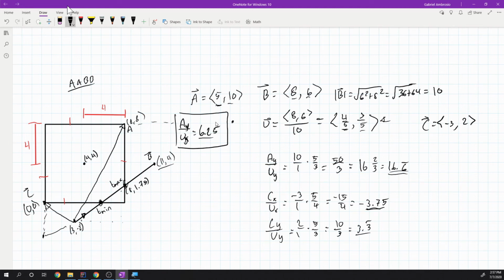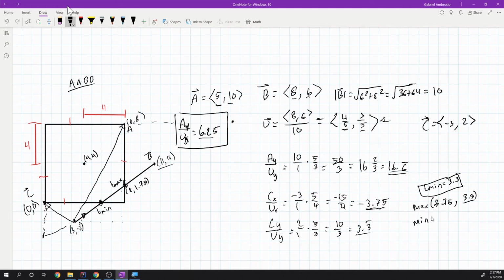So if we go with our x components, the smaller one of these is negative 3.75. So we'll say the maximum of negative 3.75, and then we also want to take the smaller one of the y's, which is going to be 3.3. Negative 3.75 is the smaller one, so the bigger one is 3.3. So then we can say Tmin equals 3.3, okay? Then Tmax is the minimum of the maximums.